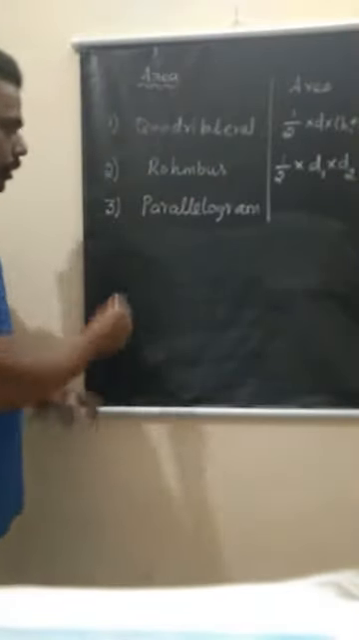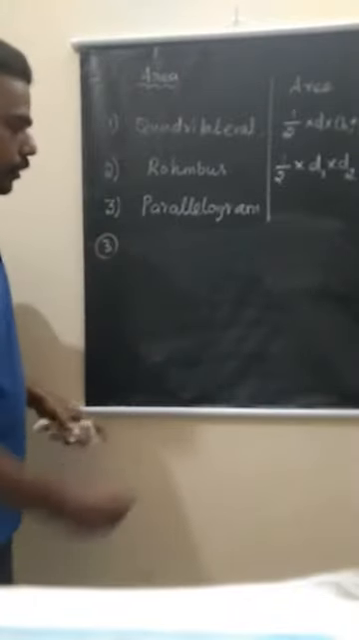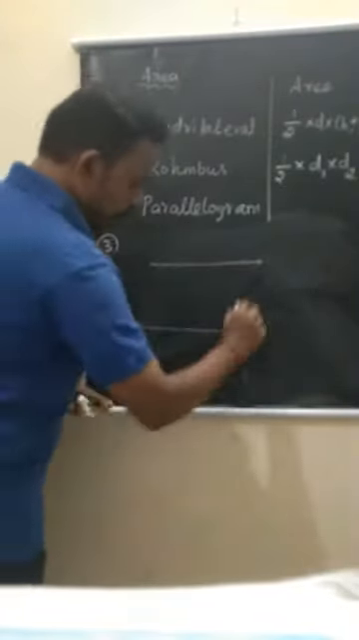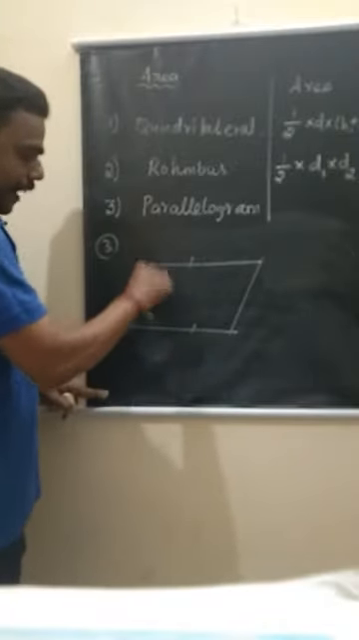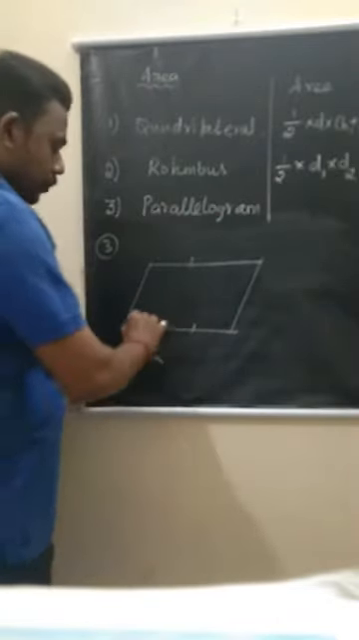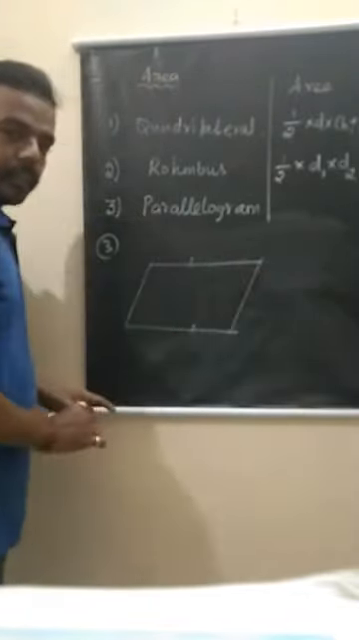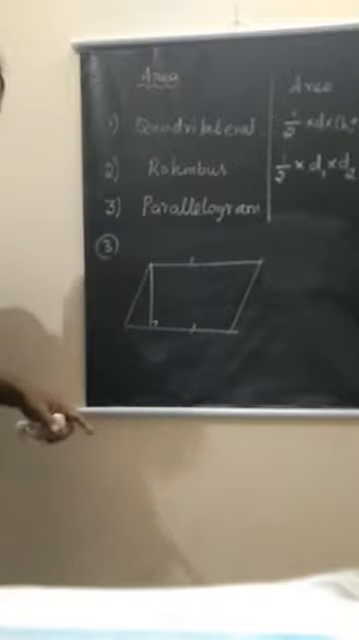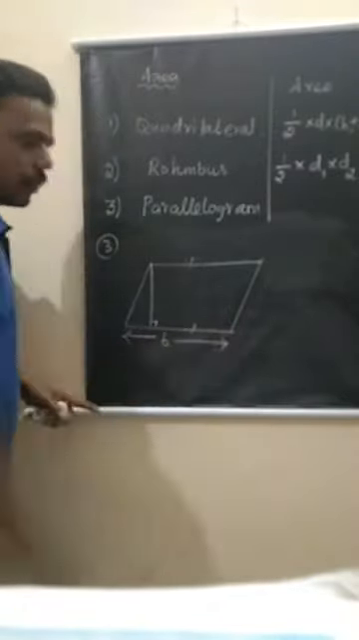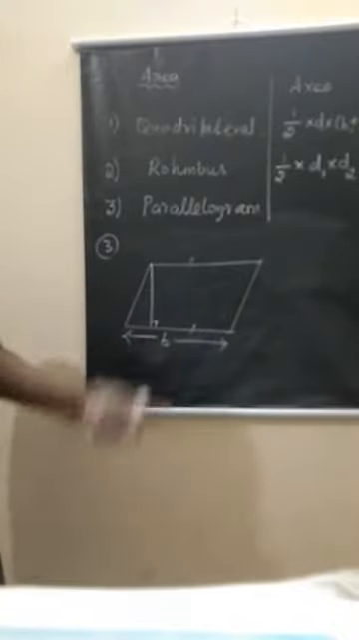Next, third one, parallelogram. Already we know that in a parallelogram two sides are parallel. So here, these sides are parallel. Suppose we find the height by using the diagonal. Now the heights are equal, or directly you can use this as the height. This one is the base.